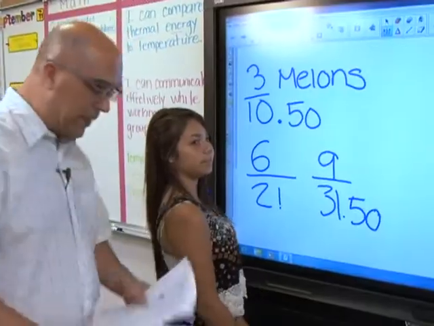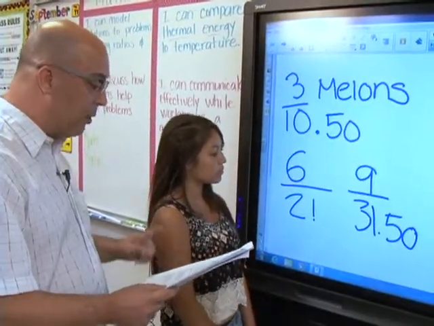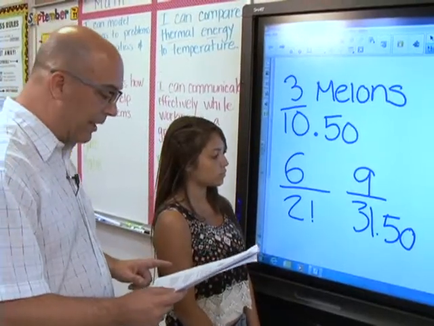So let me read the problem one more time and make sure you've got all of the information you want. At a farmer's market, you can buy 3 melons for $10.50, 6 melons for $21, or 9 melons for $31.50. The question is, what is the constant of proportionality for buying melons?